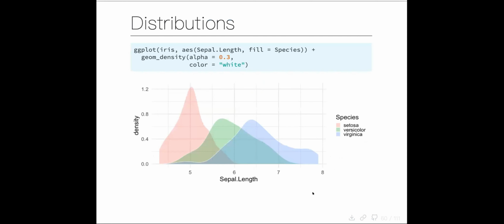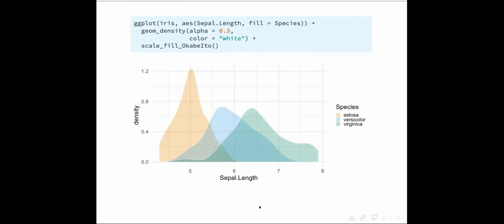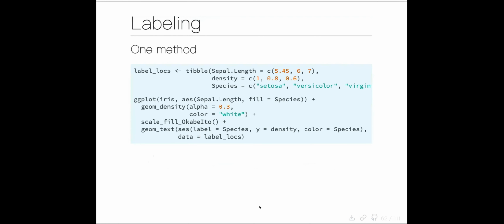All right, distributions, we can directly label these as well. So here's an example where we have the iris data set, which I try not to use anymore, but I did here. So here's the 3 distributions, change the color, and now we're going to label them. There's a bunch of different methods that you can do for this. This is one method, right?